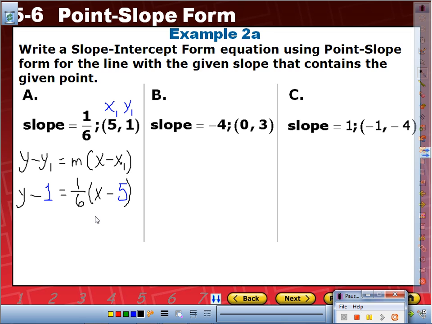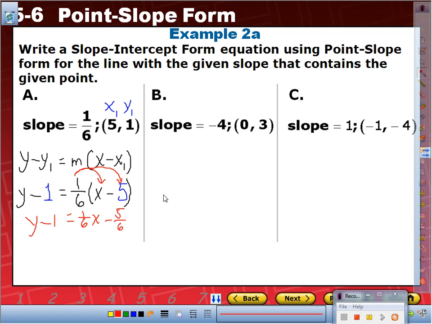Last step, I need to solve for y. That means I need to leave y by itself. But before I do that, I need to get rid of this parentheses here, which means I need to use distributive property. So check this out. 1/6 times x becomes 1/6x. 1/6 times -5 becomes -5 over 6 equals y minus 1. Now, some of you are saying, how did we get this, Mr. Q? Let me show you.